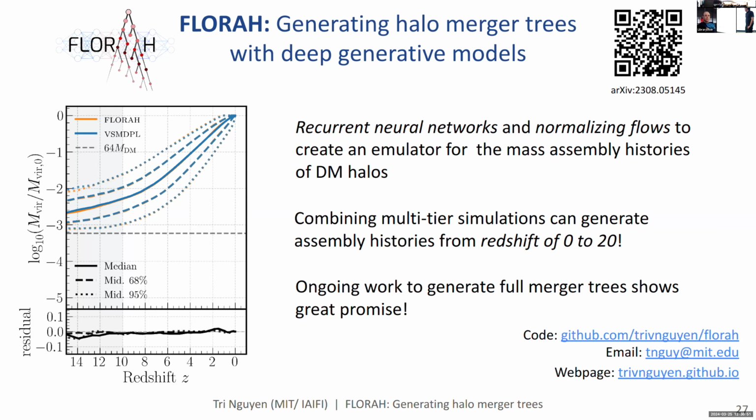Yeah, and I think I'm done here, so I'll leave you with the conclusion slide. In short, we use a recurrent neural network and normalizing flow to get an emulator for the mass assembly history of dark matter halos. We show that we can move forward important statistics like mass assembly history and galaxy assembly bias, as well as combine multiple simulations, including multi-tier simulations, to create a mass assembly history that ranges from 0 to 20. With ongoing work, we aim to extend this framework from just mass assembly history to generate the entire merger trees.